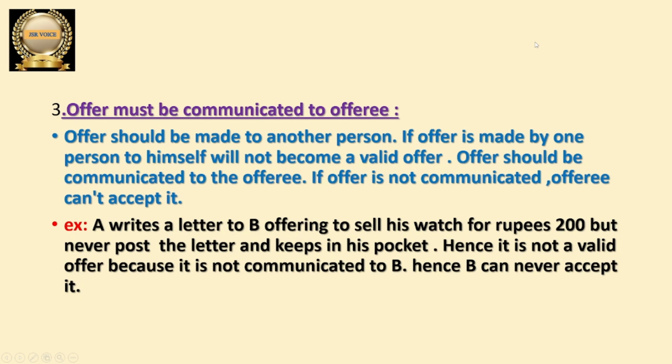Third one, offer must be communicated to the offeree. I already said that in the offer there are two parties. One is the offerer, the other one is the offeree. Offerer means the one who is making the offer. Offeree means the one to whom the offer is made. So the offer should be communicated to the offeree. The offer should be given to the offeree. The offer should actually be made to another person, and that person, the offeree, should know the offer. The offer should be communicated by the offerer to the offeree. If the offeree does not know about the offer, then how can he accept it? He can't accept it.